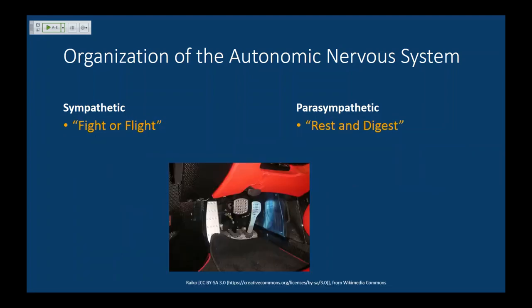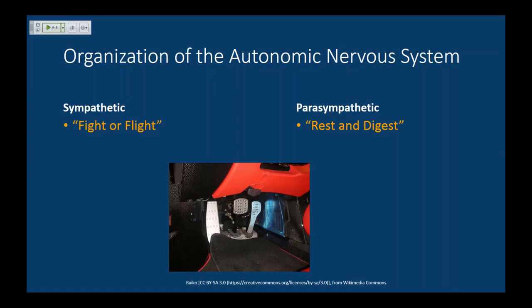What I want you to think about the sympathetic versus parasympathetic branches is a gas pedal and a brake pedal. So if you're driving along the highway and you have one foot on the gas and one foot on the brake, which you shouldn't do, but if you do, you could reach a steady speed. Okay, and there are a couple ways to change your speed.